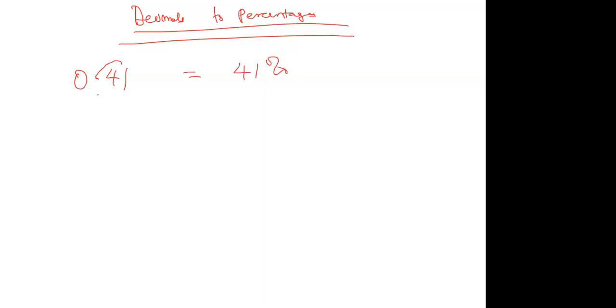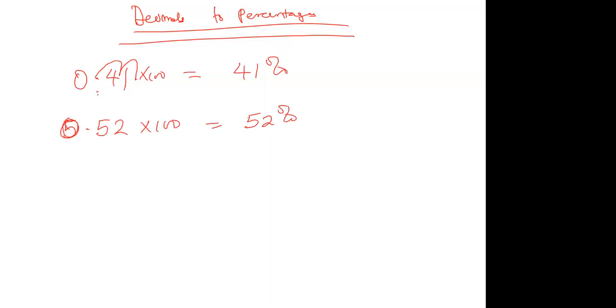So like this gives you 41. So if you have 0.52, they want to convert this decimal to percentages. So it's going to be times 100. So that gives you 52%. This one, I don't need to forget that.